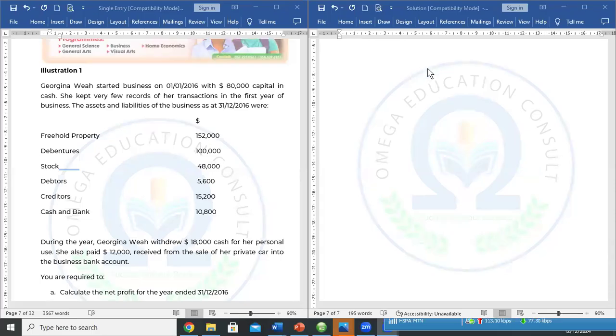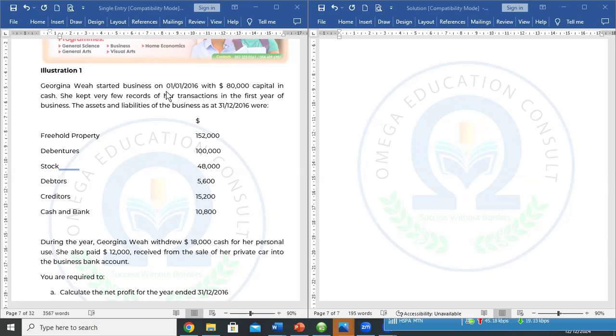Okay, so let's look at this question and see how we can prepare the statement of net profit. We are told that Georgina Ria started business on 1st January 2016 with 80,000 capital in cash.